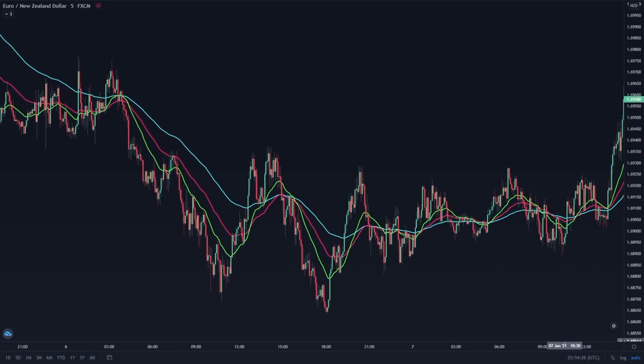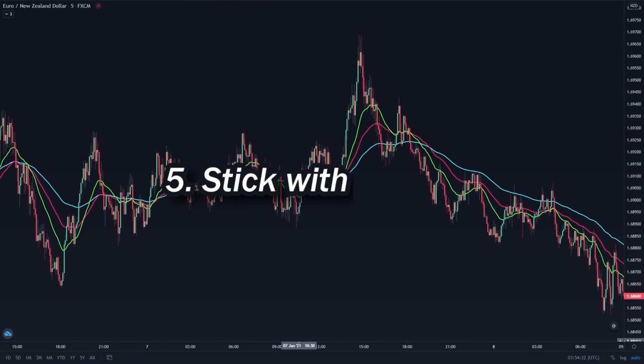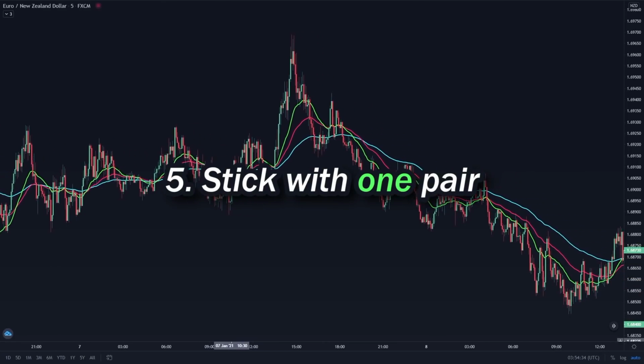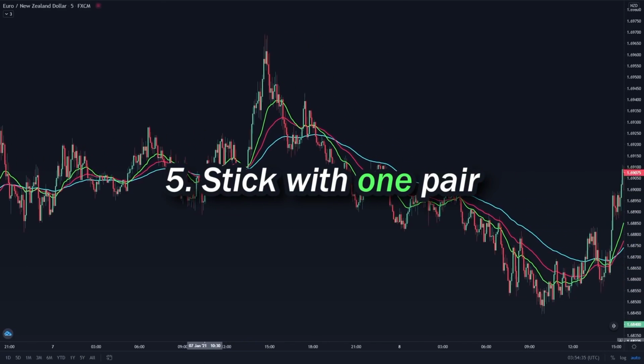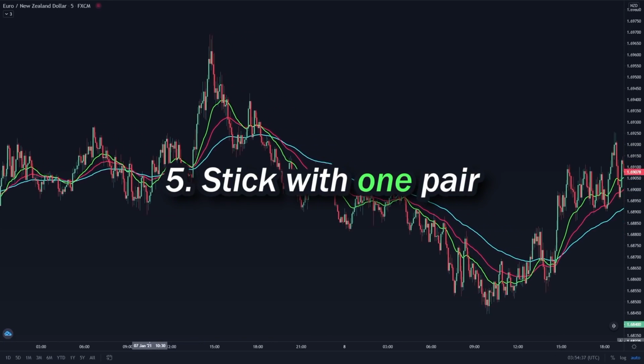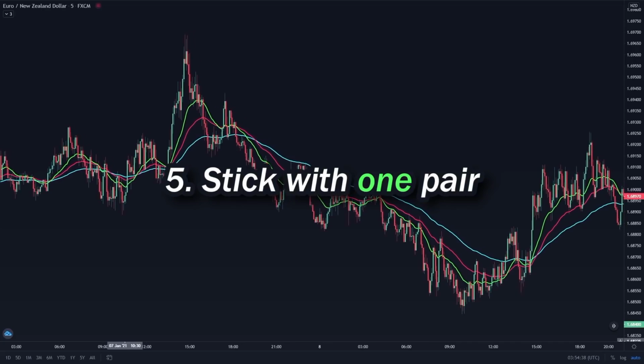The fourth tip, and the last tip, is sticking with one pair. When you're scalping, entry signals will appear very often. So you don't have to worry about missing entry signals from other pairs. Just choose one that you're comfortable with and stay with it.